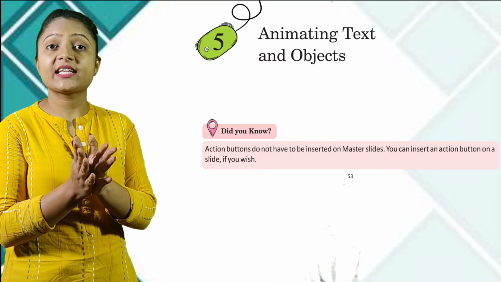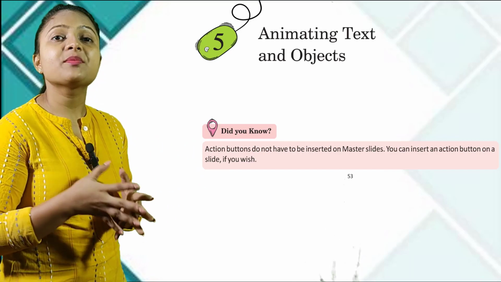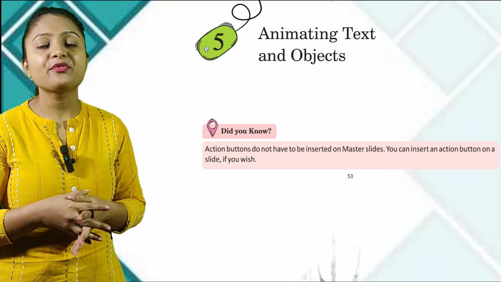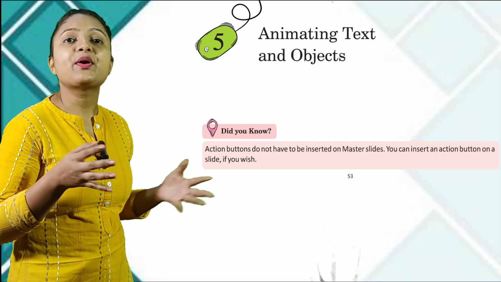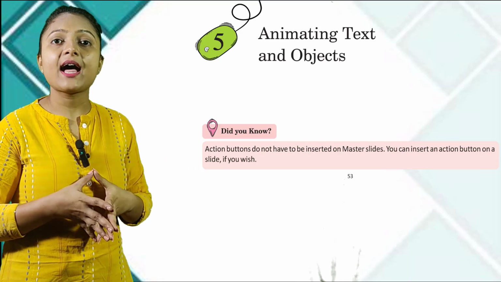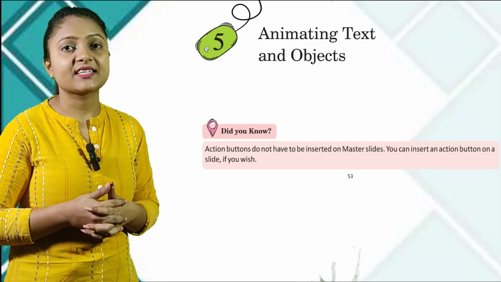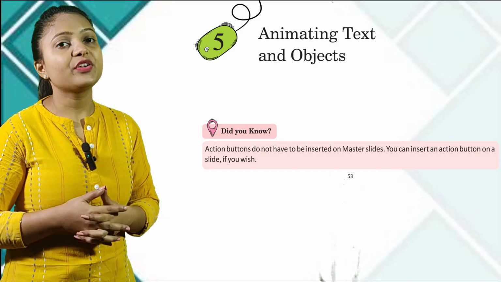Step 6. Check the Play sound box if you want a sound to play when the action button is clicked. Select a sound from the drop-down menu. Step 7. Click on the OK button. Did you know action buttons do not have to be inserted on master slides? You can insert action buttons on a slide if you wish.